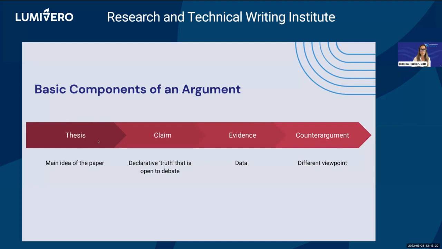We're going to start by talking about a thesis, and then a claim, and then evidence, and then counterargument. The thesis is just the main idea of the paper. I do want to point out that some folks call the thesis the main claim of the paper, so I'll sometimes use that synonymously. And then claim, we talked yesterday about simple and complex claims. I defined them yesterday and I'll define them again today, as just a simple declarative truth that's open to debate. Some people call these subclaims based on the thesis. Evidence is just data. And then the counterargument is just a different viewpoint. We're going to go into these in more depth with examples.